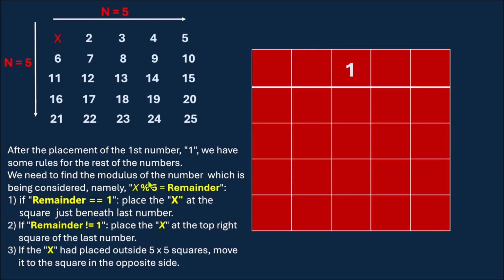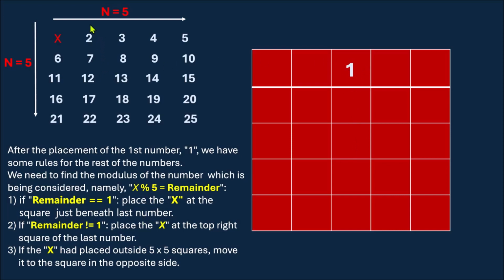We need to find the modulus of the number which is being considered. Namely, x represents the number being considered. So, x modulo 5, we get the remainder. Based on the remainder value, we are going to decide the position of the number just being considered. Rule 1 is, if the remainder is equal to 1, place x at the square just beneath the last number. 1 is the last number.